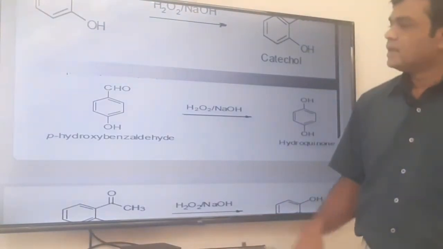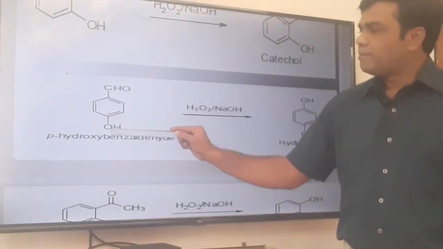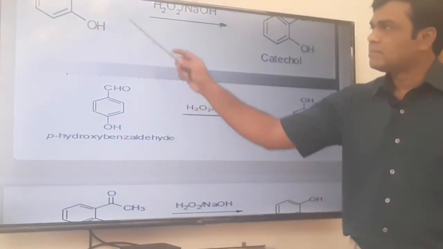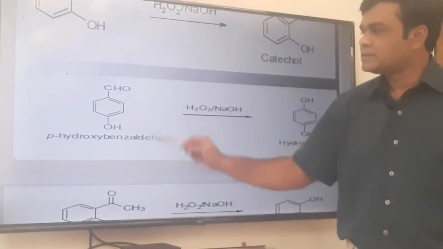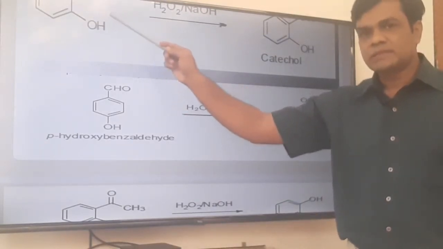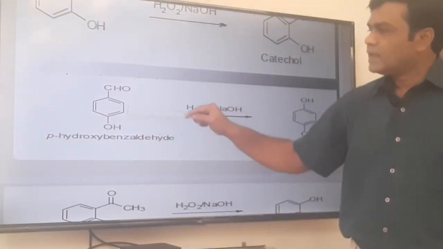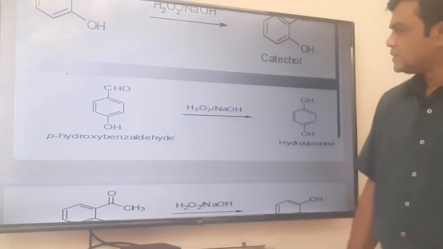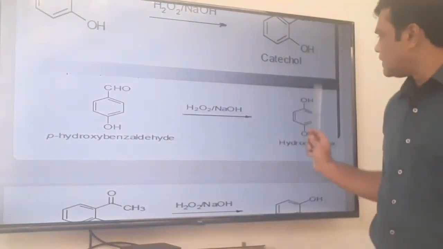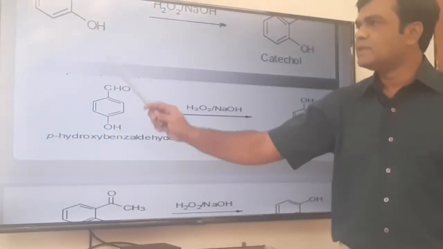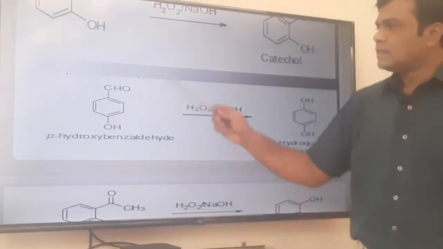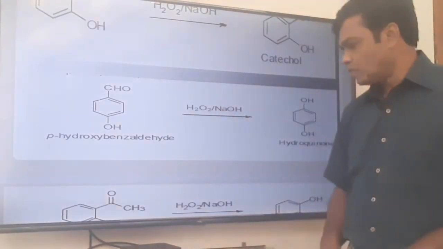See here, the aldehyde group is at the para position to the OH group. So this is para hydroxy benzaldehyde. At the ortho position, it is ortho hydroxy benzaldehyde, that is salicyl aldehyde. At the para position, a hydroxy group is there. On oxidation, what will happen? The aldehyde group will oxidize to OH. Whatever the position may be, whether ortho or para, the aldehyde group is oxidized to OH.